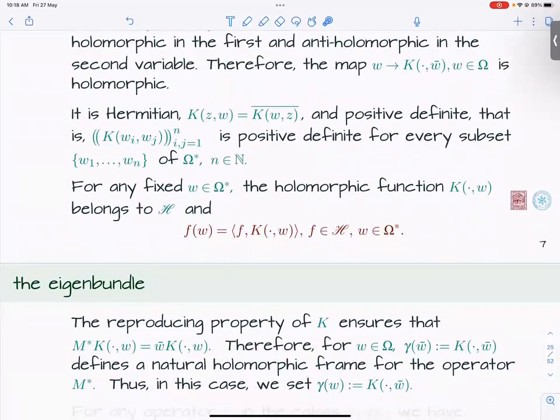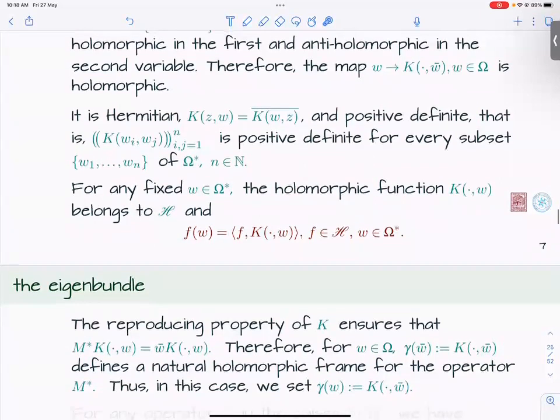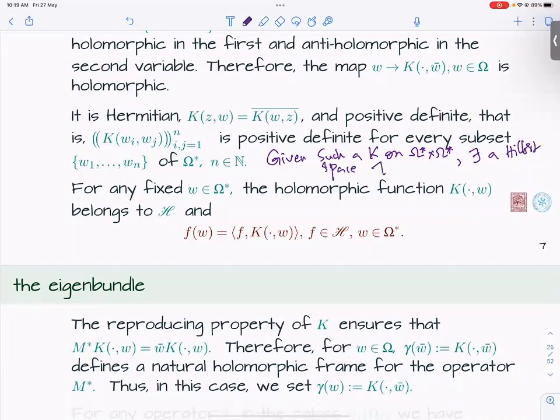When you do that, it actually defines an inner product. There is a way which I am not going to go into; it's possible that in the afternoon session we will discuss this. Given such a K on omega star cross omega star, there exists a Hilbert space H for which K serves as the reproducing kernel. In other words, you can construct a Hilbert space starting from this K.